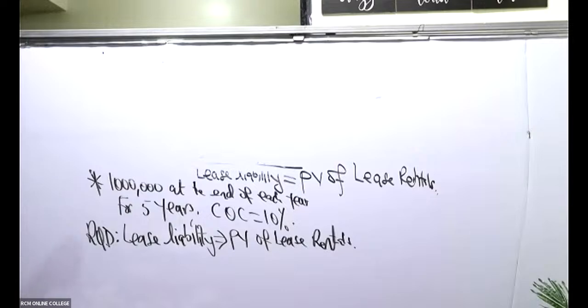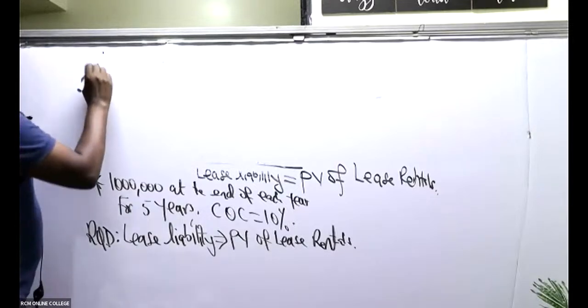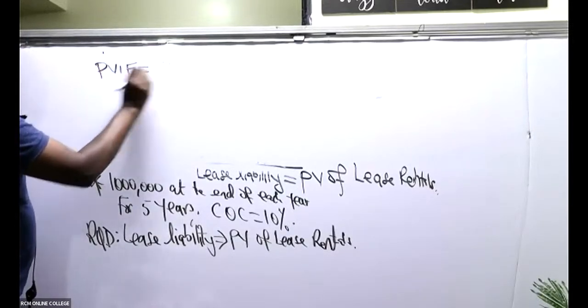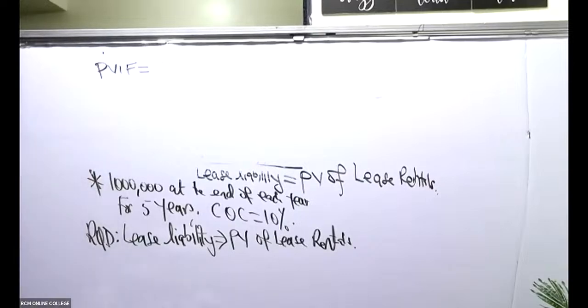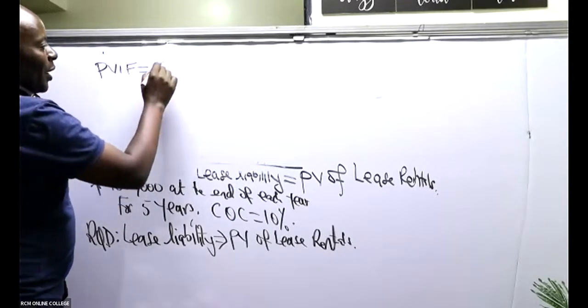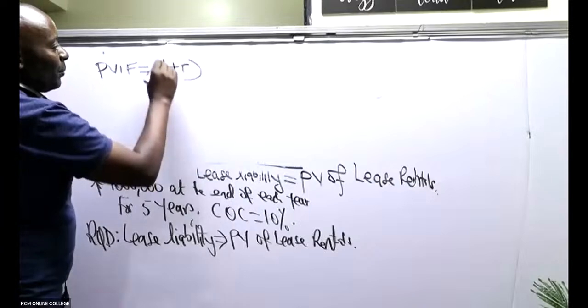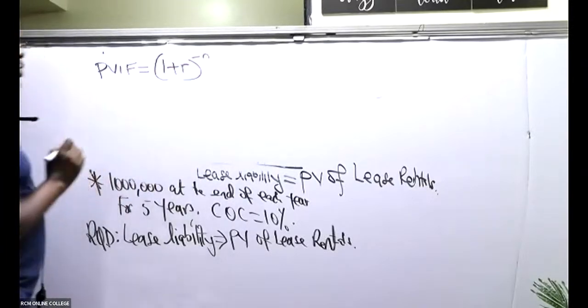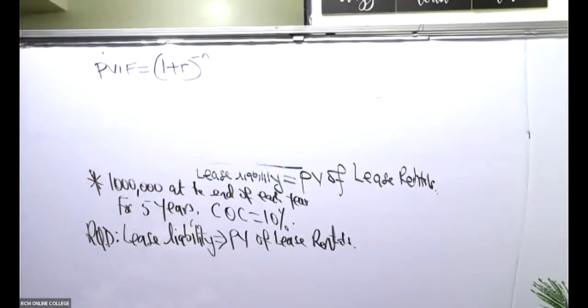So remember, we have got two discounting formulas. We have what we call the PV, present value interest factor. This is for the irregular ones. Normally we take 1 plus R raised to negative n, because you're discounting, so we subtract up there, right? This is PV, present value interest factor.